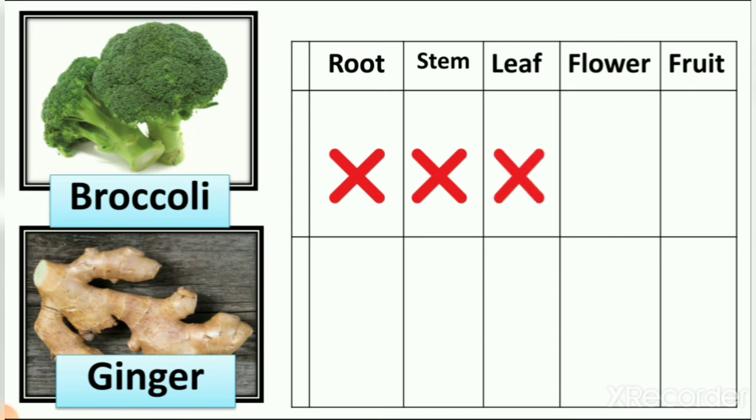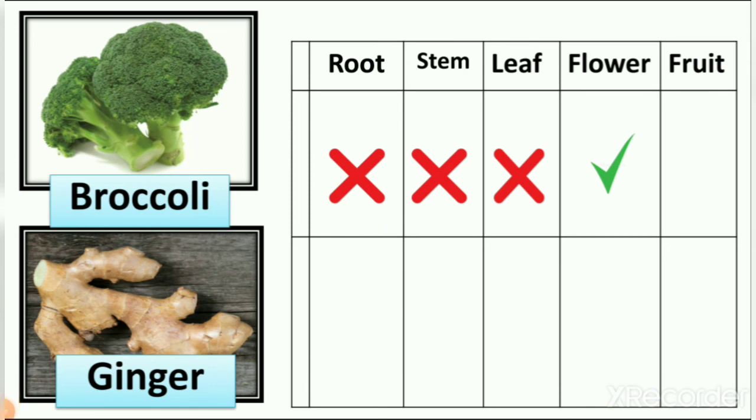Then flower. Now when we learned about cauliflower, cauliflower is a part of the plant. Which part? Yes, flower. And broccoli also looks like a flower, and also looks like cauliflower. So like cauliflower, broccoli is also a flower we eat. So what do we do in the flowers box? Right. Why? Because broccoli is a flower we eat. Right? So we tick mark there.